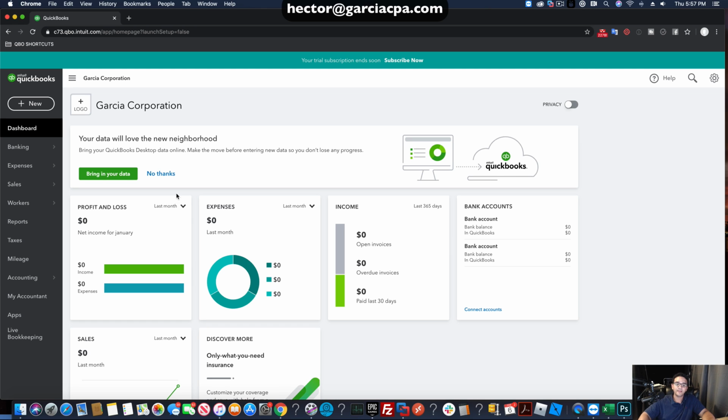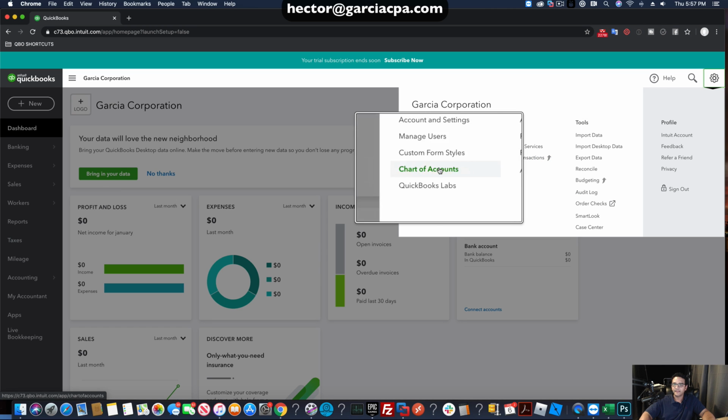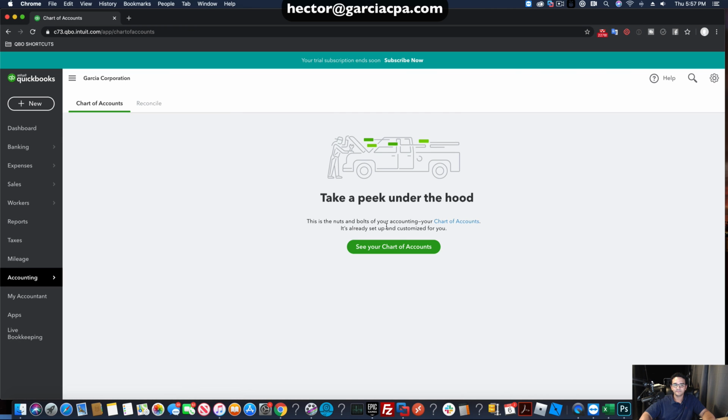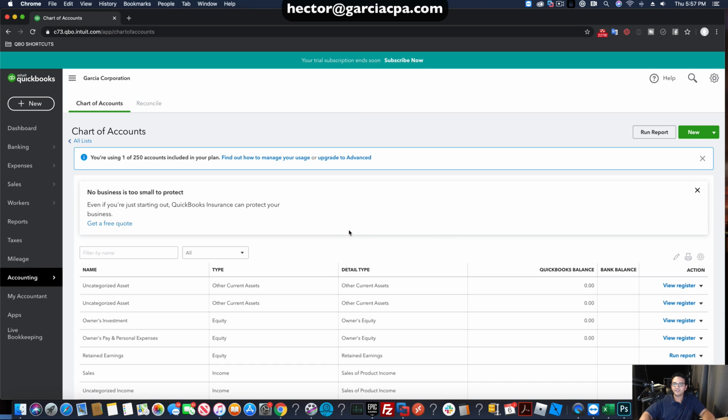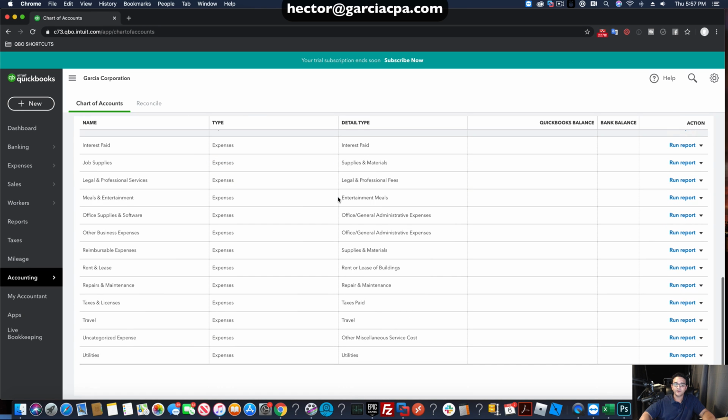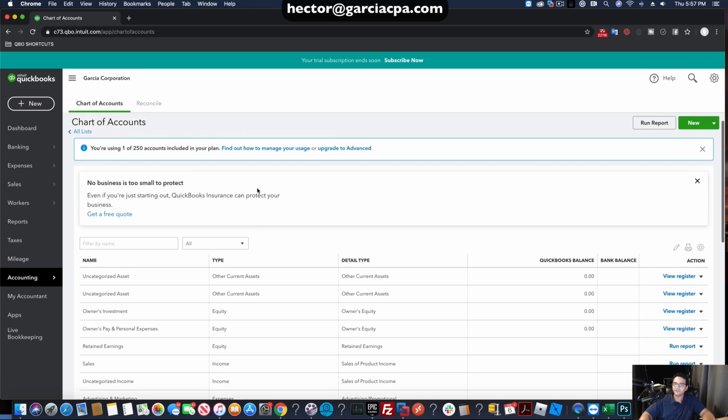And then once I come in here, I can go to the gear menu on the top right, and I can click on chart of accounts. And I'm going to click on see chart of accounts. And you notice that QuickBooks created a standard chart of accounts for me. I mean, regardless of what industry I would have picked, it would have done something like this. It would have created some accounts for me. So I'm actually going to have to sit there and delete them all.